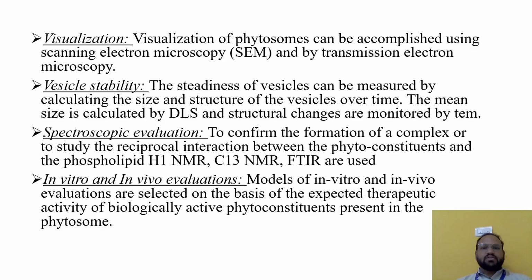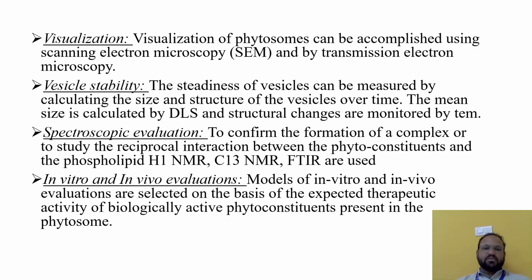Visualization: what is the size, what is the shape, and how does it look, whether it has a vesicular shape, what kind of shape it has. You can check it through SEM. Sometimes TEM also can be used. Vesicle stability. The steadiness of vesicles can be measured by determining the size and structure of the vesicles over time. The mean size is calculated by DLS and structural changes are monitored by TEM.